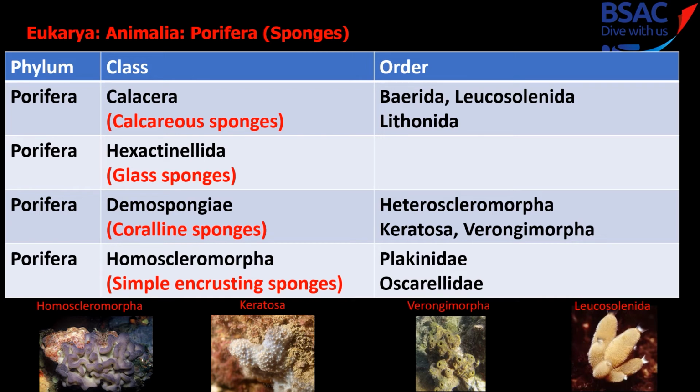Homoscleromorpha, or simple encrusting sponges, are exclusively marine sponges that tend to encrust on other surfaces at shallow depths. These sponges typically inhabit shady locations, overhangs, and inside caves. There are 4 species recognised in the UK.